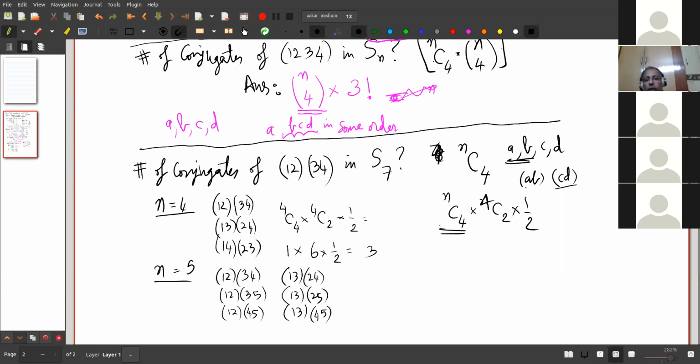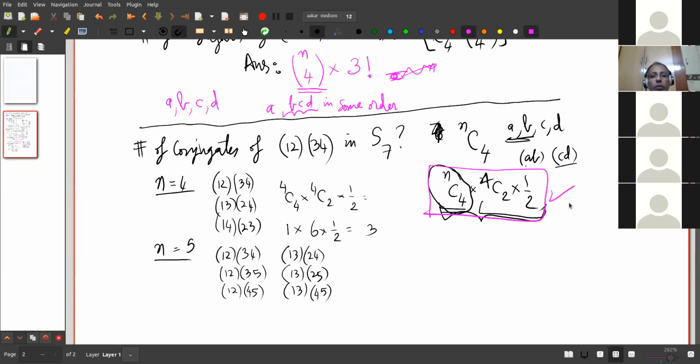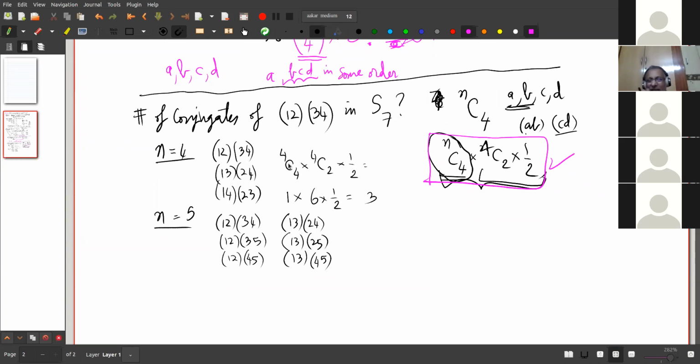Okay, let's convince ourselves that this is the right answer by just saying, once I have chosen 4 elements, I can make 3 different cycles out of it, like here. Or with ABCD, it will be AB, CD, AC, BD, and AD, BC. Okay, so this is the right answer. So let's put a marker on this. Okay, at least I think this is the right answer. Do all of you agree? Yes. Okay, good.